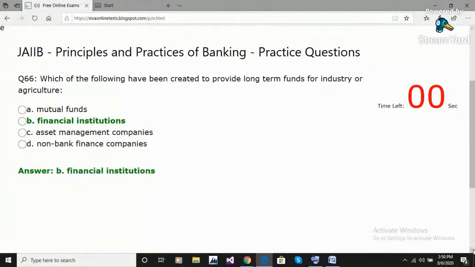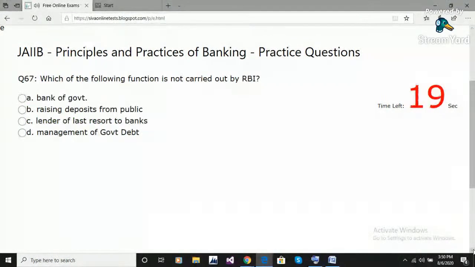Option D non-bank finance companies. Answer B financial institutions. Question 67, which of the following function is not carried out by RBI? Option A bank of government. Option B raising deposits from public. Option C lender of last resort to banks.